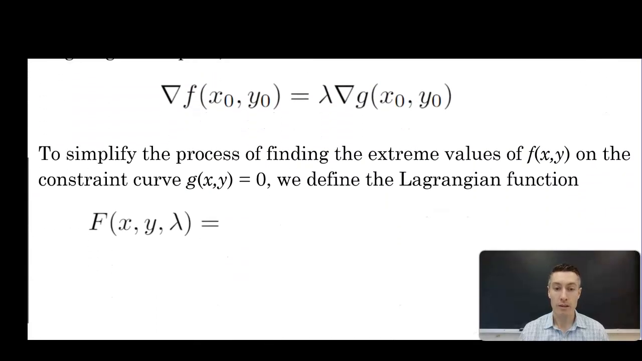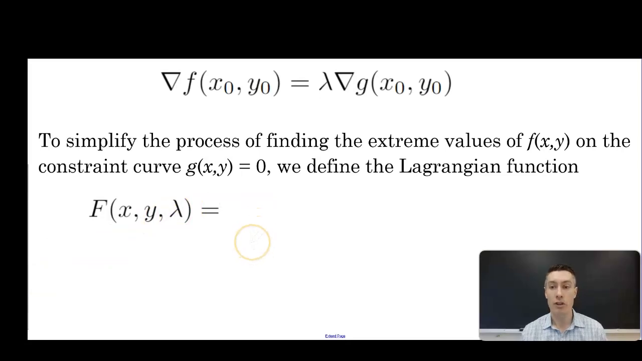To simplify the process of finding extreme values of the function f on the constraint curve, we define the Lagrangian function. I like to define the Lagrangian function just because then we can build off the methods that we've been using. So we call the Lagrangian function capital F, and we use the three variables, x, y, and lambda. And we create the function by taking f of x y and subtracting lambda times g of x y.